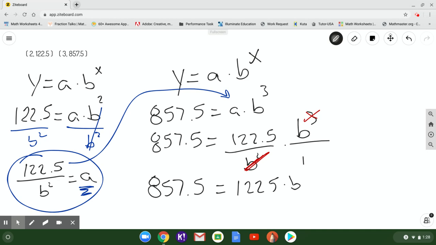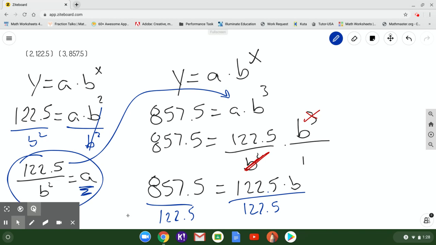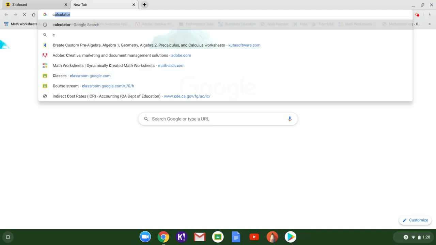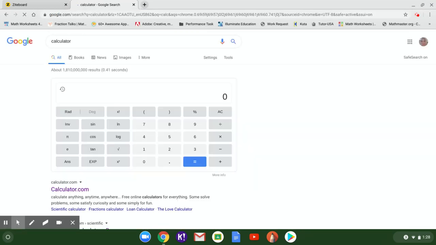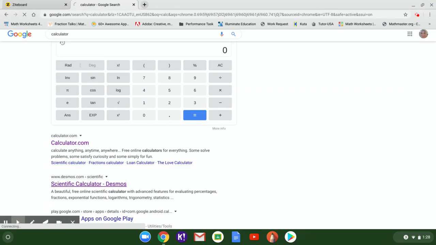And then now I'm going to divide. Again, if I'm going a little fast, feel free to pause me. So that's what b is going to equal: 857.5 divided by 122.5. So I'm going to get a calculator out. I like using the decimals one, but whatever works.